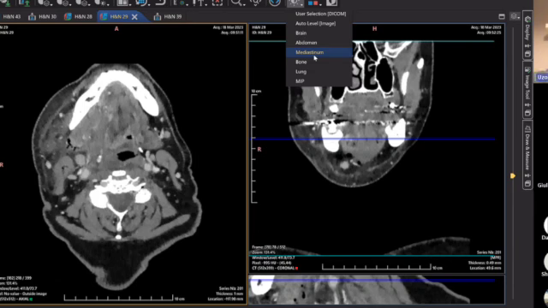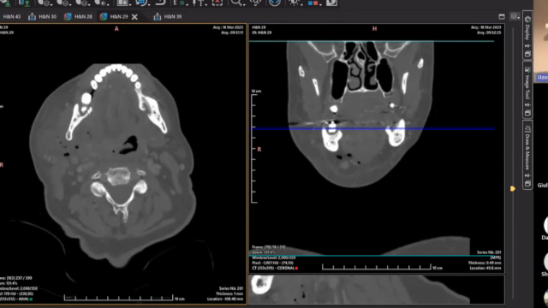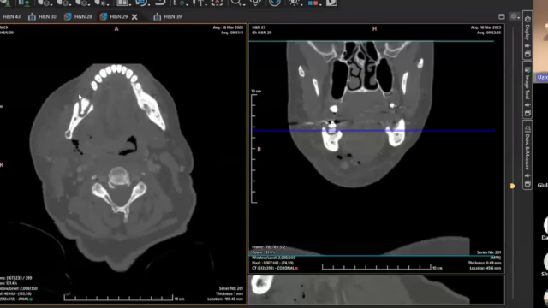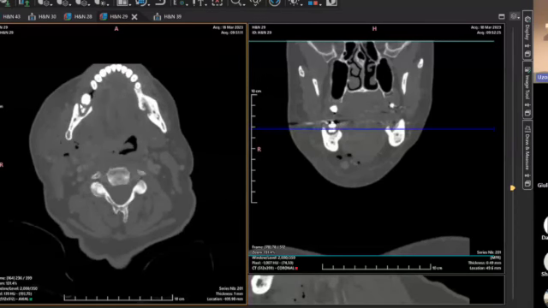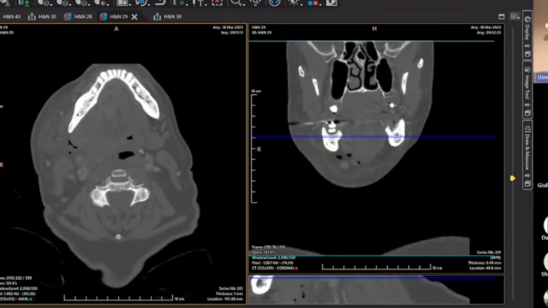So you've got this infection around the distal molar. You've got this periodontal lucency. You've got sclerosis of the bone.